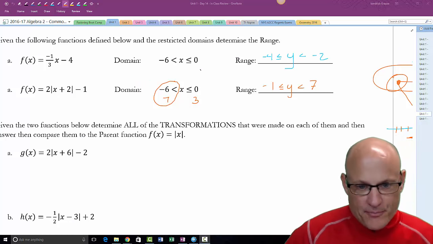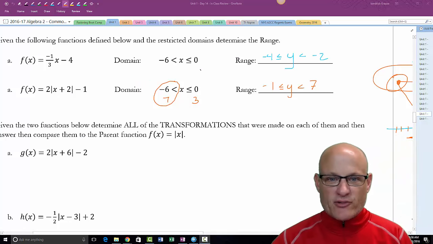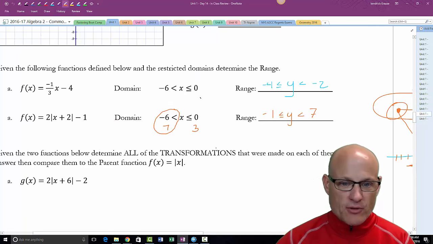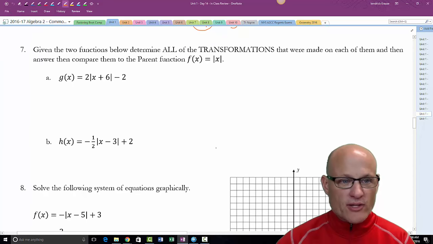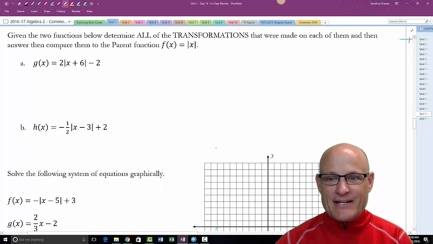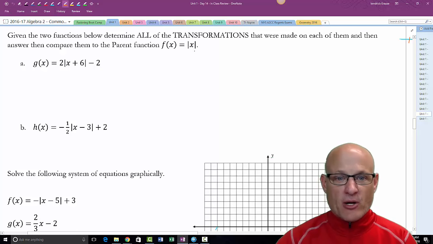Alrighty. Let's see what's going on. This next one's not too bad. I think this is all transformations. Oh, what the heck just happened? I think we're going to here. We're going up. Going over. Okay, so it says, given the following two functions, determine all of the transformations that were made on each of them and compare them to the parent function of this.